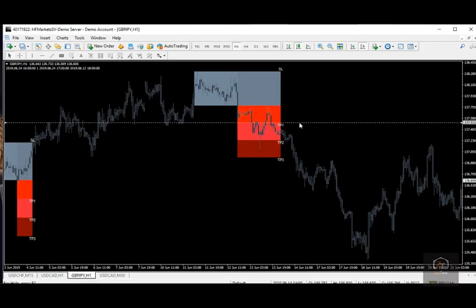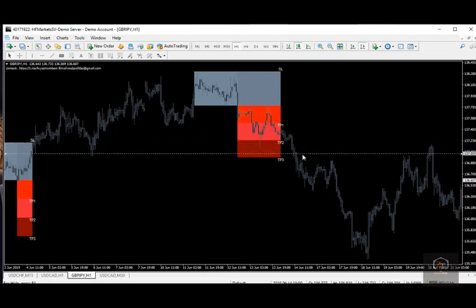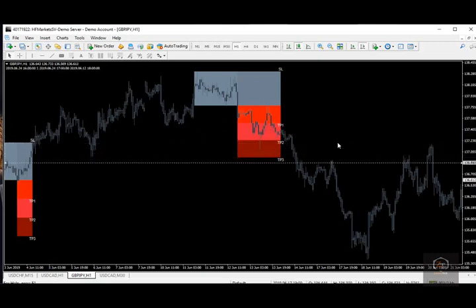So as it goes, I keep shifting until there's a big reversal. If there's a big reversal that hits my stop loss, I'll take my profit and off I go. So that's how I use my indicator.